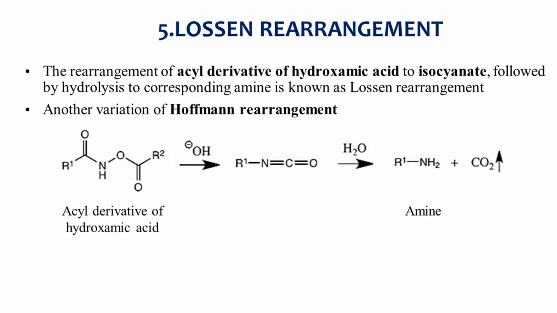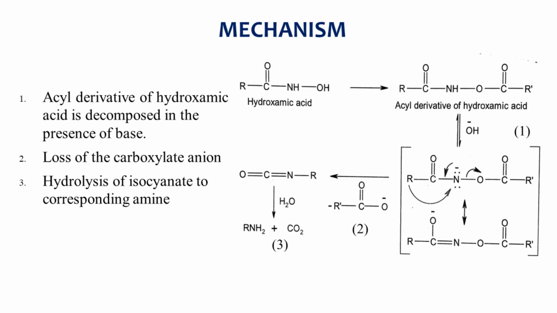The Lossen rearrangement involves the conversion of acyl derivatives of hydroxamic acid to isocyanate, followed by hydrolysis to form amines. This is a variation of the Hofmann rearrangement. The mechanism starts with the decomposition of the acyl derivative of hydroxamic acid in the presence of a base. This is followed by the loss of the carboxylate anion and hydrolysis of isocyanate to form the corresponding amine.